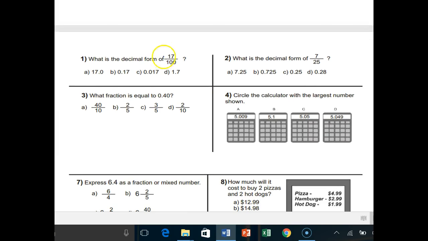Backside. What's the decimal form of 17 over 100? That's already base 10. Label that. Let me know, hey, Mr. Mason, I know this is base 10. That's a super simple problem when it's base 10. It's 0.17.